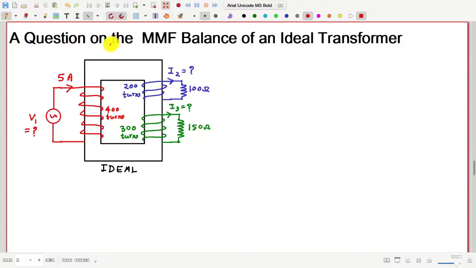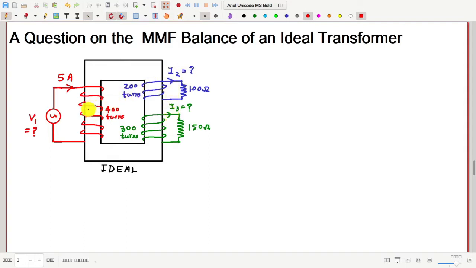We have one question on the MMF balance condition of an ideal transformer. Here is a transformer with 3 windings, one primary and 2 secondaries, and both the secondary loads are resistive. The number of turns for the 3 coils are given, and the 2 resistances are given. The primary source voltage is unknown, but the primary current is 5 ampere. We have to find this source voltage and the 2 secondary currents.